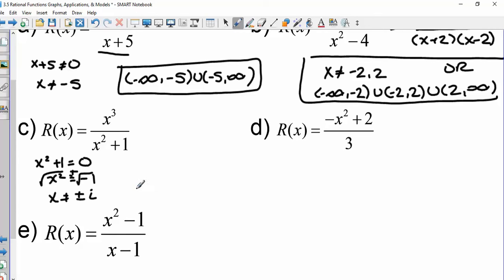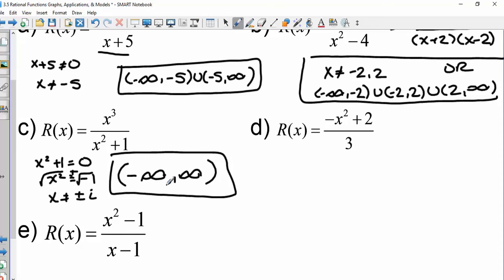If we're graphing, does that matter to us? No. So for our purposes, our domain is everything. Because you can't graph the imaginary numbers, so if no real number makes it 0, we have a domain of everything.